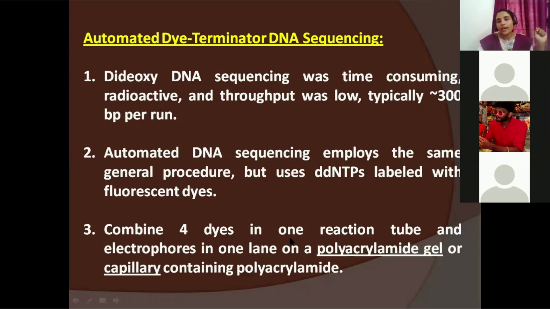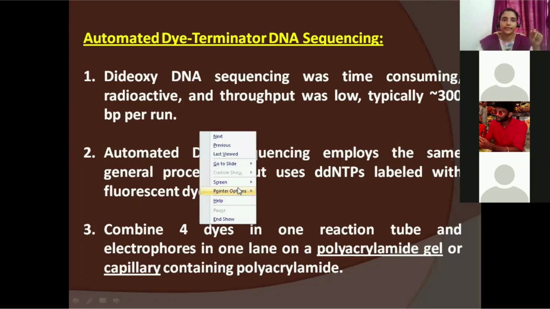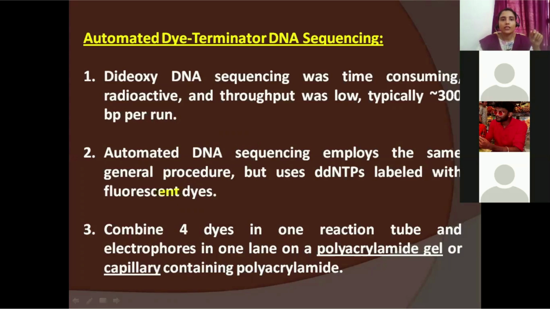So combine the 4 dyes in one reaction tube and electrophorese in one lane on a polyacrylamide gel or capillary containing polyacrylamide. So the first difference is that in automated sequencing we are using fluorescent dyes instead of radioactive labels. The second difference is that we'll combine all 4 dyes into one reaction. In the other method we had 4 reaction tubes, in which we added ddA, ddC, ddG and ddT.